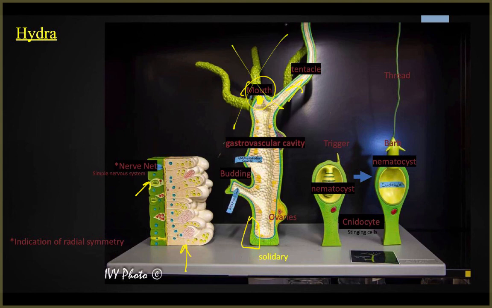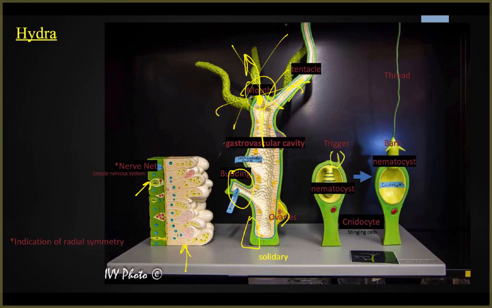And if you cut it, you'll get that kind of symmetry there. Now it has a gastrovascular cavity, so everything kind of goes in and goes out here. And you can see it does have budding for asexual reproduction. You can see an ovary here. And these guys can actually go out and stun their prey as well.